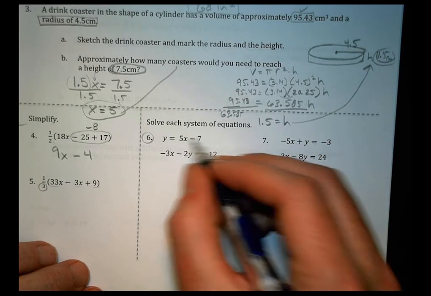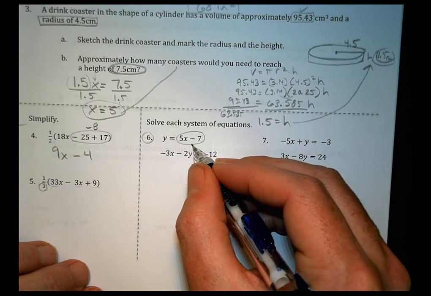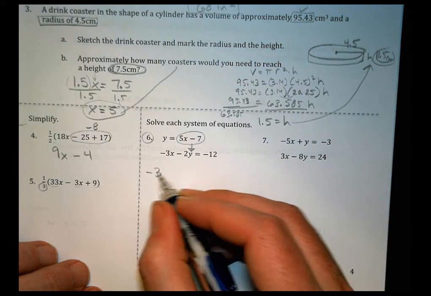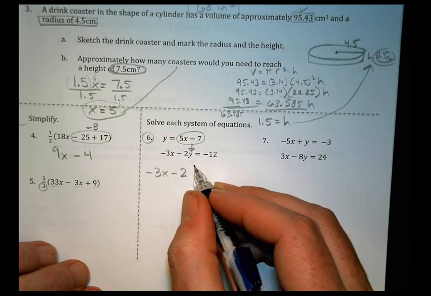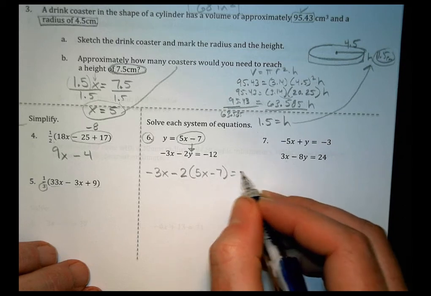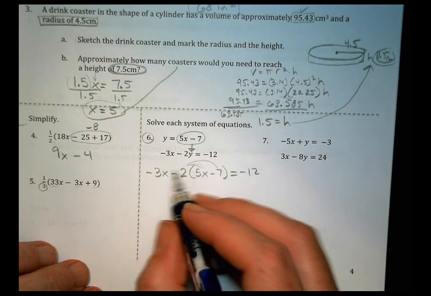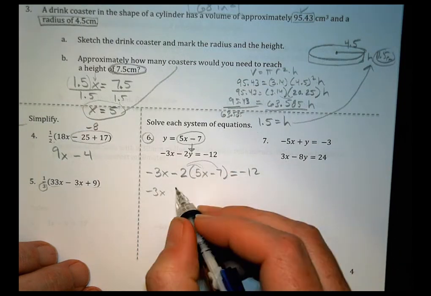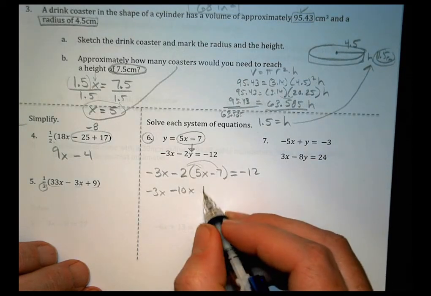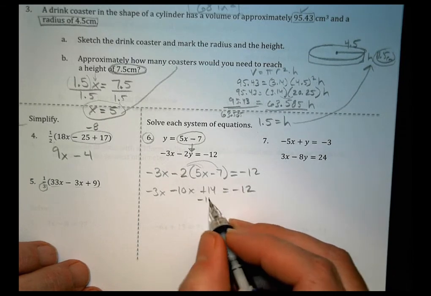So we're going to take this value of y right there, and we're going to place it right there in that y. Okay? So rewriting the equation, I have negative 3x minus 2 times the value of this y, 5x minus 7, equals negative 12. Now we're going to distribute, and we'll see what we come up with. Negative 3x, and I have negative 2 times 5 is negative 10x. Negative 2 times negative 7 is positive 14. All equals negative 12. Let's subtract 14 from both sides.